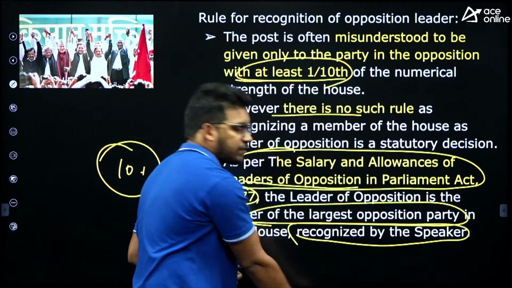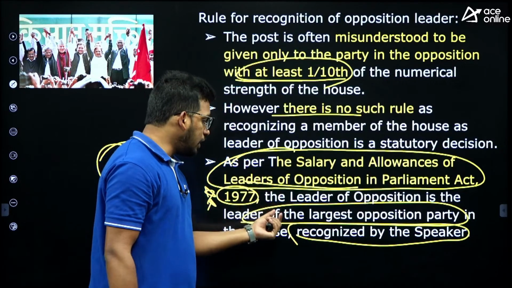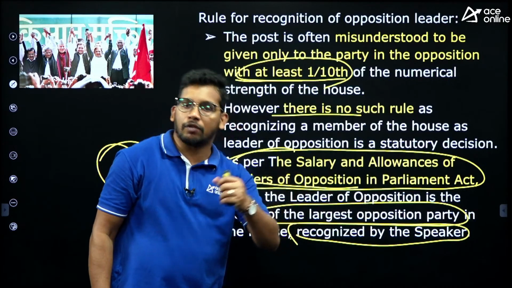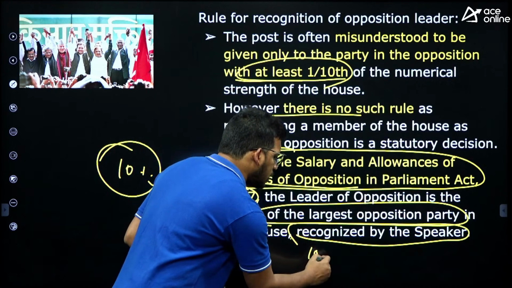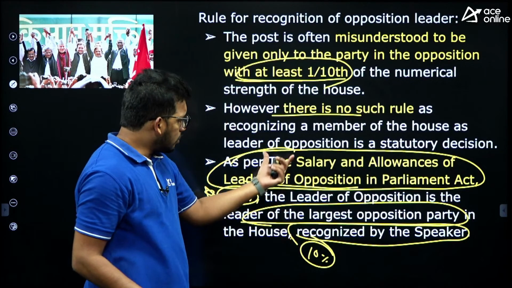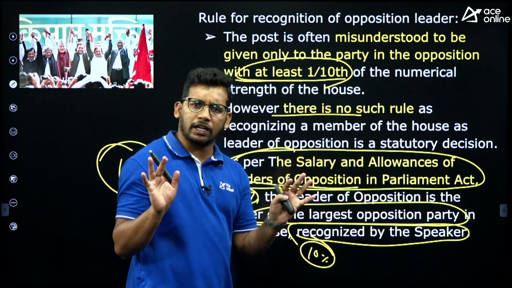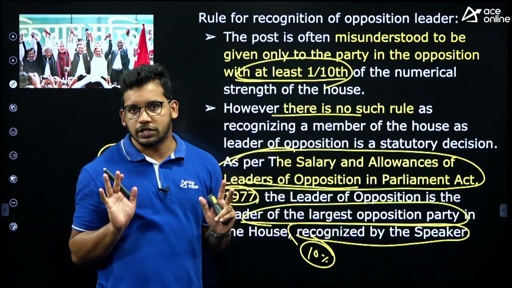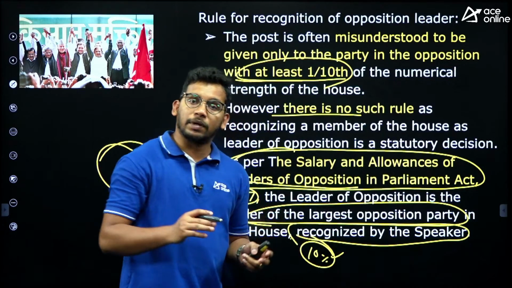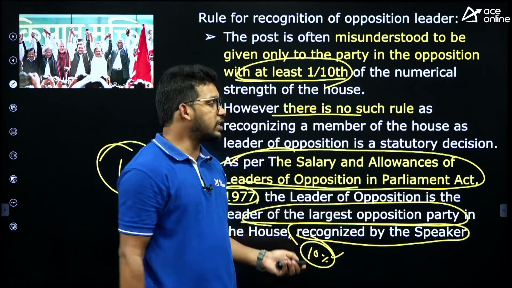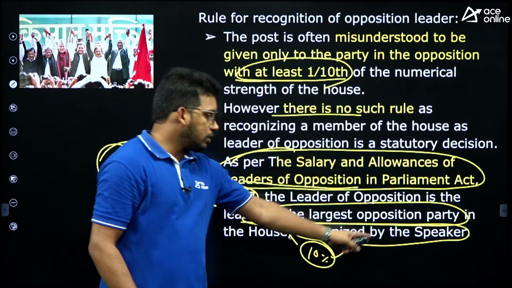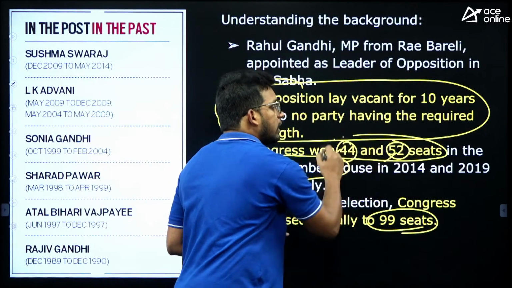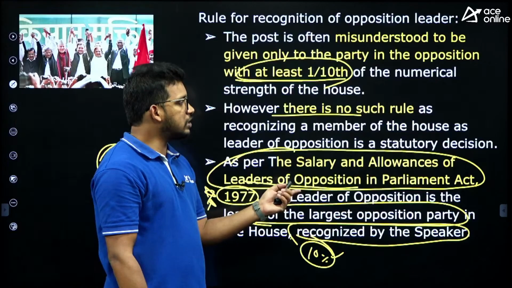Two conditions should be satisfied here. One is the largest opposition party, and the other is recognition by the Speaker of the Lok Sabha. So here there is no mention of 10% at all. The act itself clearly says that whichever party gets the highest number of seats beyond the government, recognized by the speaker, will get the opposition status. But we were following this 10% since many years. That's why the opposition status was not given by the speaker. The speaker has not recognized it in the last 10 years because they did not get the 10% seats. Alright, so this is the condition.